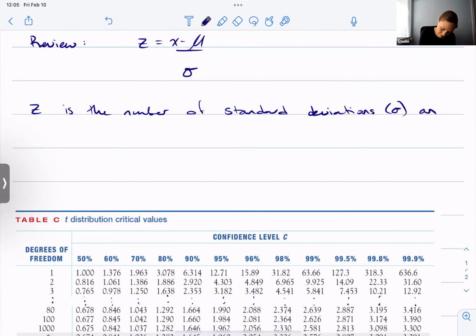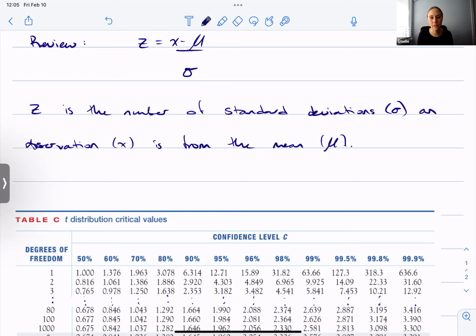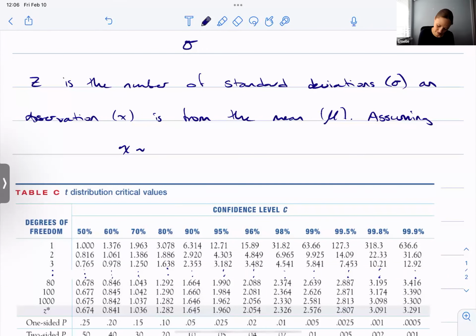An observation, which we denote by a lowercase x, is from the mean, mu. And assuming x, and I guess I should do an uppercase, but x follows a normal distribution with a mean mu and a standard deviation sigma, right? So just as a reminder of this notation here.